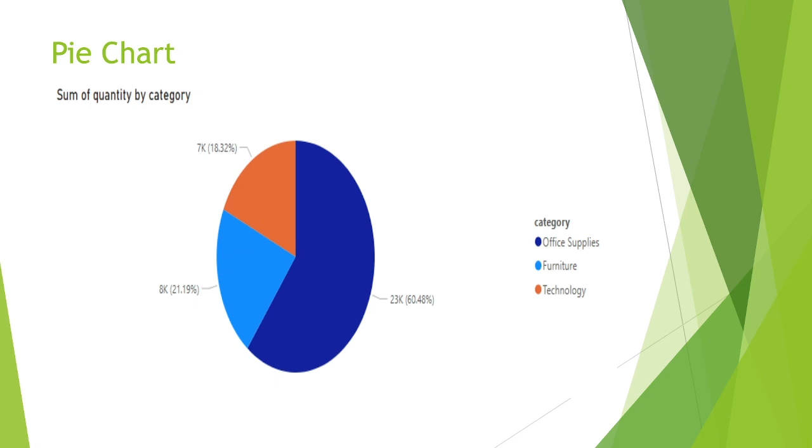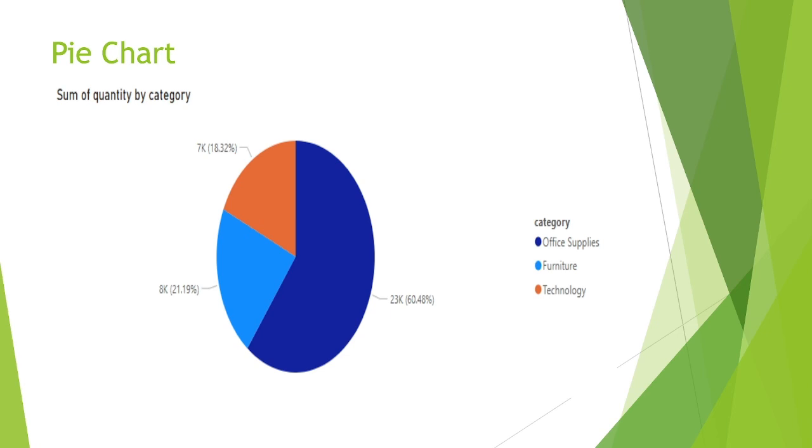And second is pie chart, sum of quantity by category. This pie chart shows the total quantity of products sold in three main categories: office supplies, furniture, and technology. Office supplies is blue and 60.48%. This is the largest category with 23K units sold. Most of the sold items belong to this category.